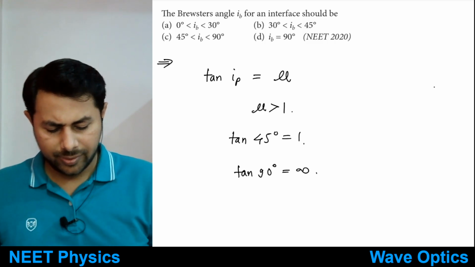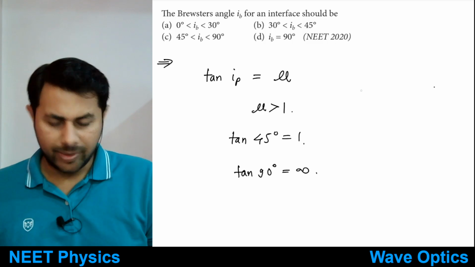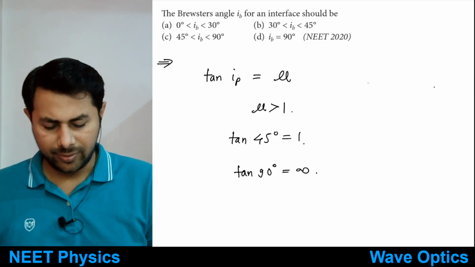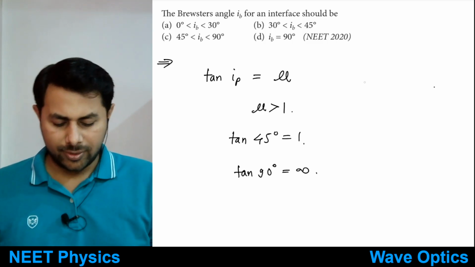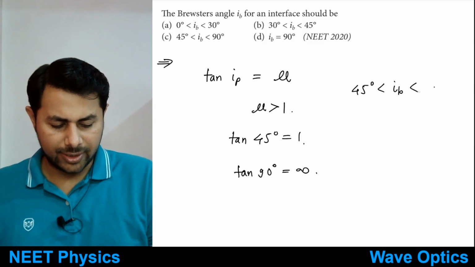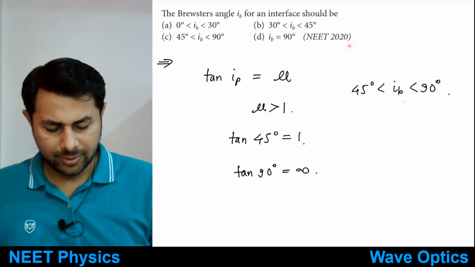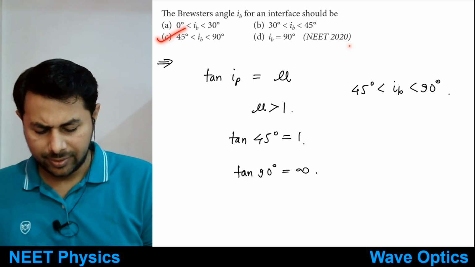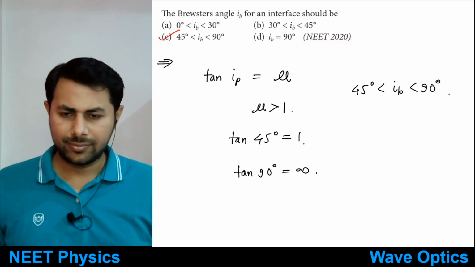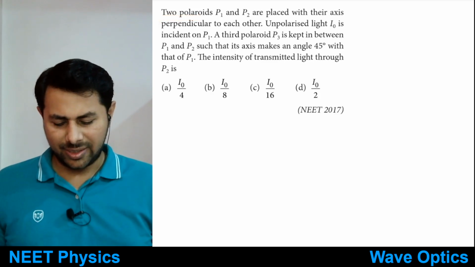And therefore, what would be the angle? This angle must be greater than 45 degrees and less than 90 degrees. So 45 degrees is less than IB, which is less than 90 degrees. Very, very simple, right? This is from NEET 2020. Okay, this is clear. Let's see the next problem.